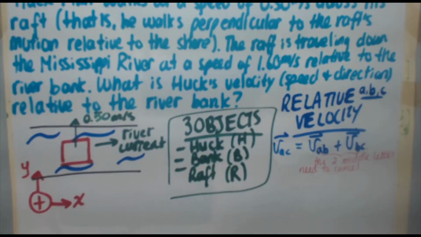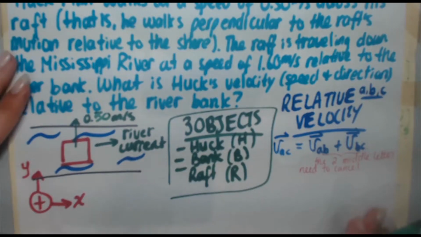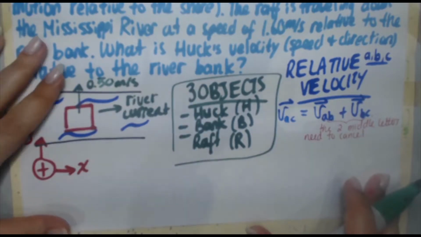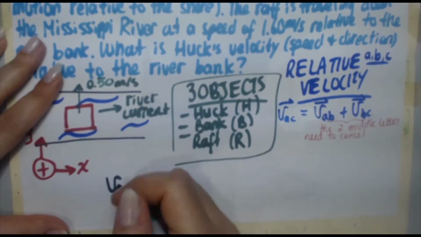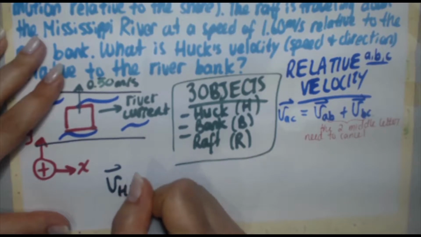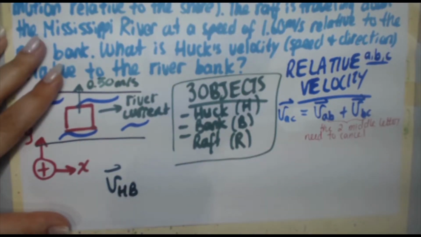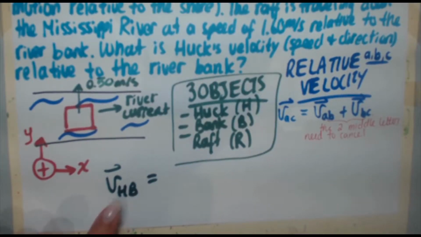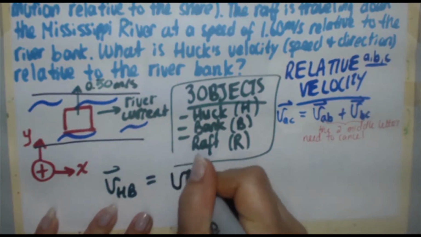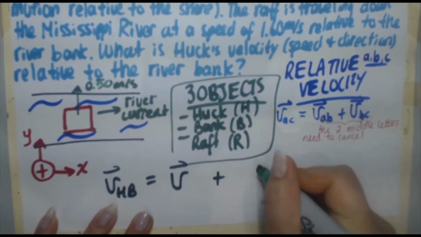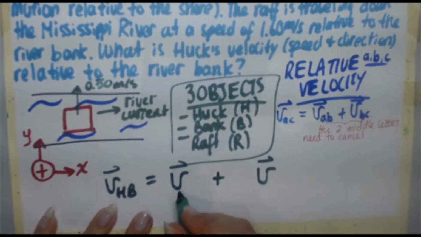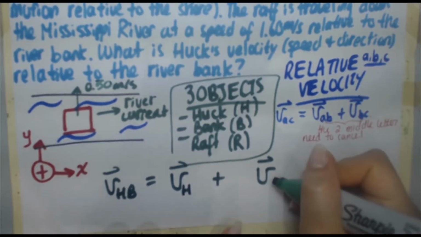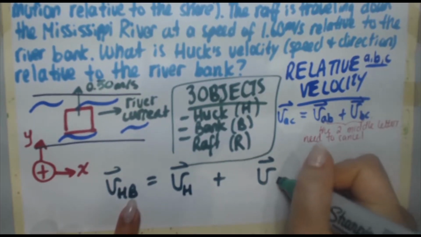With that in mind, let's take a look at what we're looking for in this problem. We're looking for Huck's velocity relative to the bank, so we're looking for V Huck relative to bank, VHB. Now, I can already create the formula without even knowing my other knowns. If I have an H and a B here, let me just write the next two parts. I'm going to have a V here and a V here for velocity. The first letter of the first V is going to be H, and the second V will have its second letter as B.